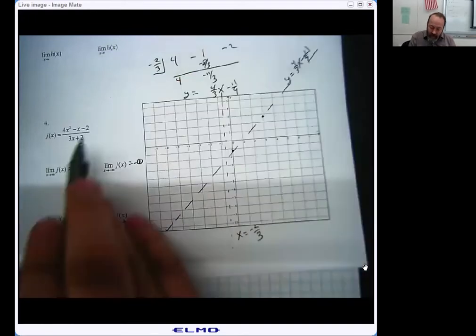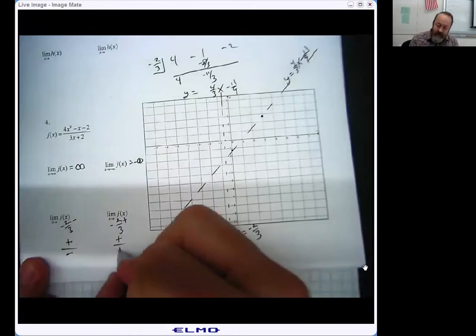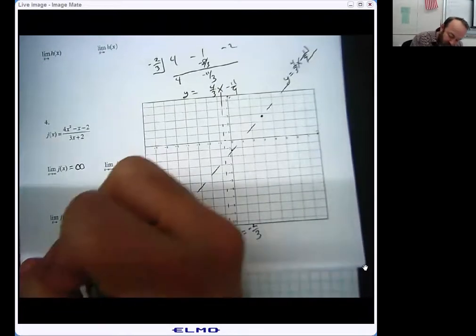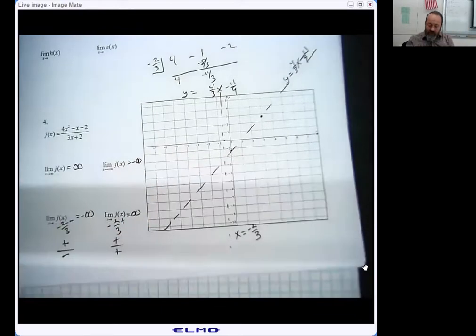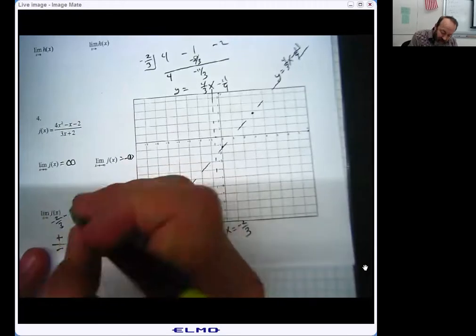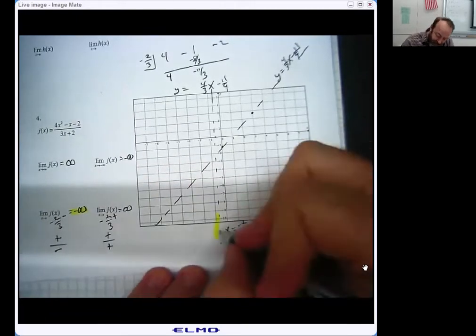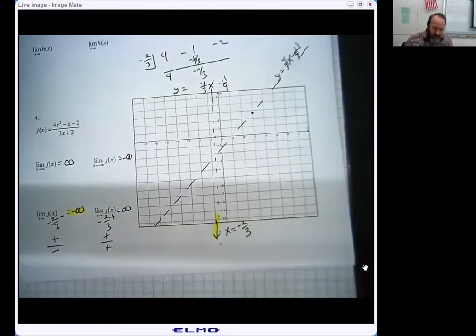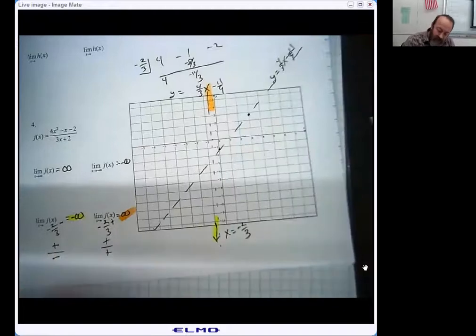But if I go a little bit below negative 2/3, the bottom was negative, and it was positive when I was a little above. So this one went to negative infinity and positive infinity. Well, if you put that together, this negative infinity on the left side means the graph is going to go down here. This positive on the right side means the graph is going to go up.